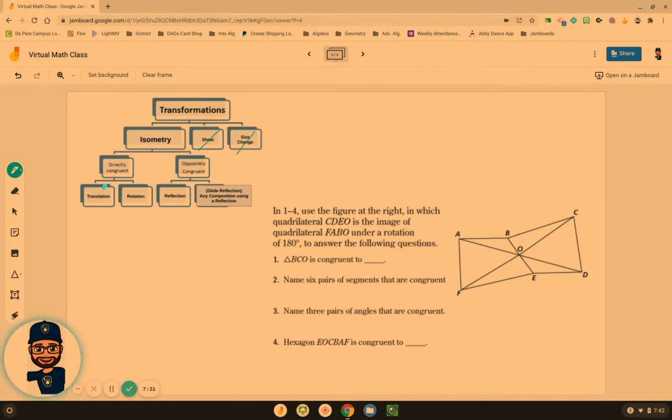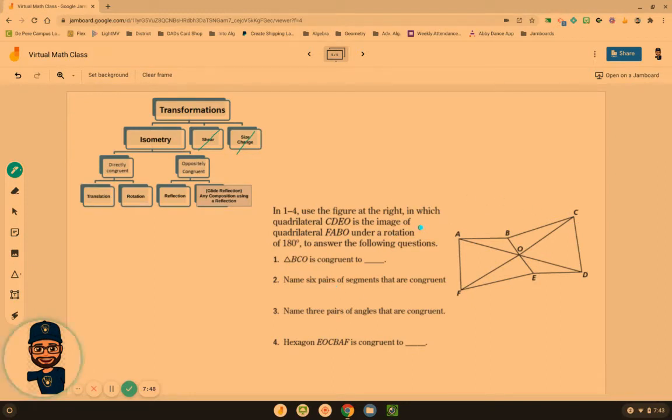All right, so this direct congruency allows us to see things directly. Opposite congruency means it's flipped in some way, and we have to make sure we line them up accordingly. So there's an example on that page 1 that we're going to do real quick here together before we're done.